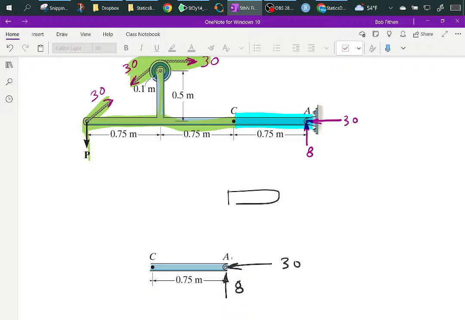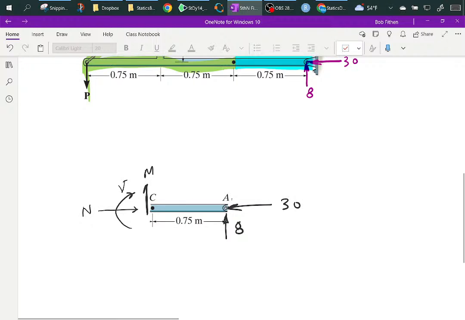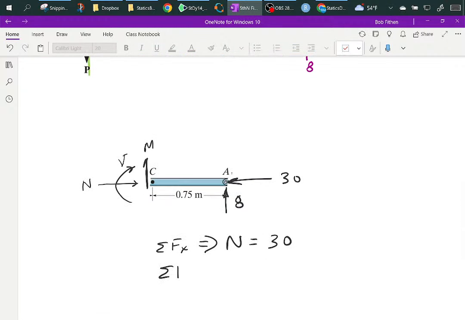Now remember, this is positive shear. I always think cantilever going down is positive shear, positive moment, positive normal. So I'll just call it N, V, and M. Whatever you want to do, sum of forces in the X gets you N equal to 30. Sum of the forces in the Y will get you V. This is N, this is V. V is equal to minus 8.